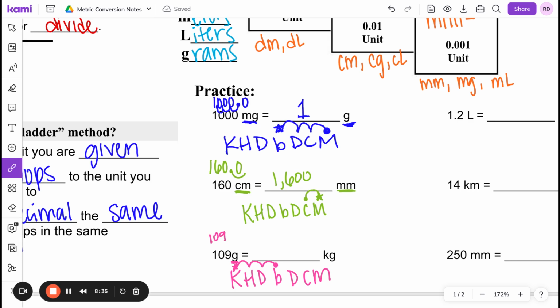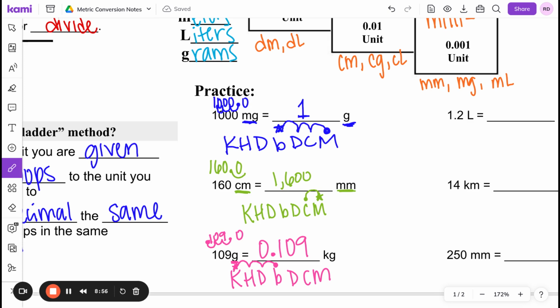So again, this is 109.0. If we move 3 spaces left, we go 1, 2, 3. And now we have 0.109. No, you don't have to have that lead 0, but it is a more organized way of writing.